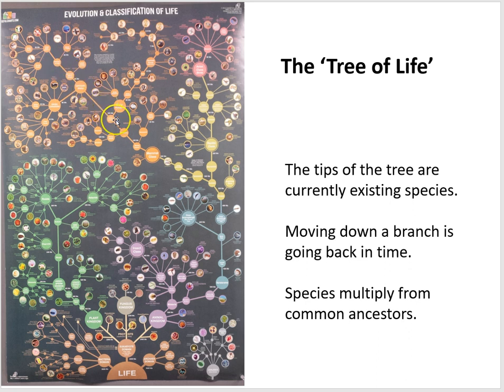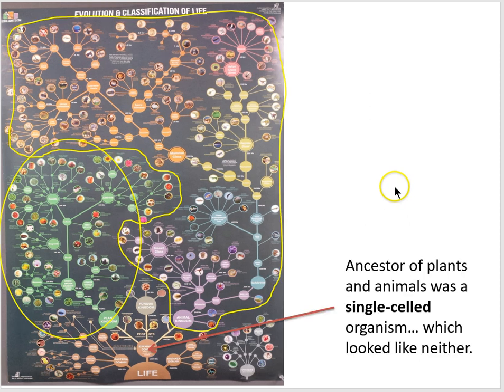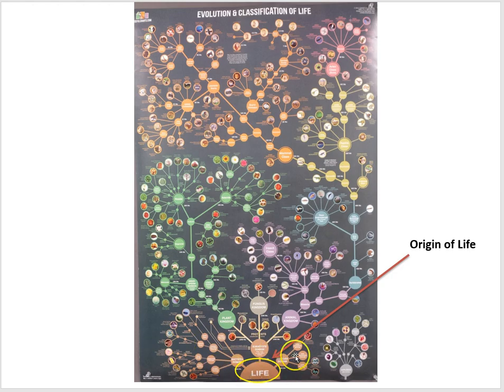And so the branching nature of the tree means that species multiply from common ancestors. In fact, you can just say any animal and any plant will have a common ancestor. So we just go down the plant branch, down the animal branch until they converge. It just so happens that the common ancestor of plants and animals is a single-celled organism, of course, which looks neither like a plant or an animal. And at the very base of the tree, the root of the tree, will be the origin of life itself.